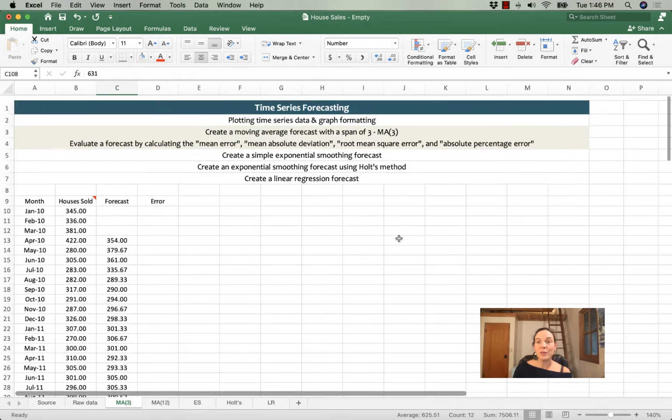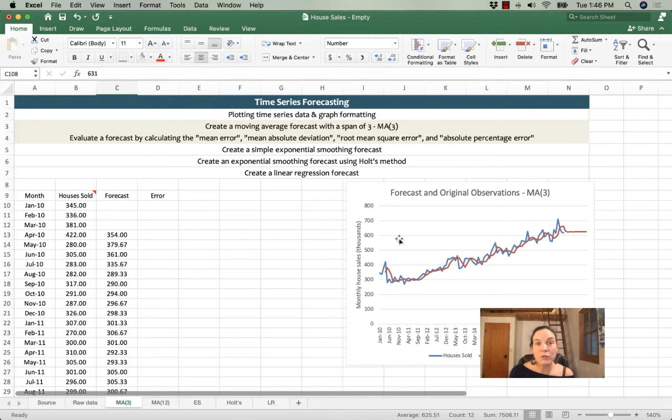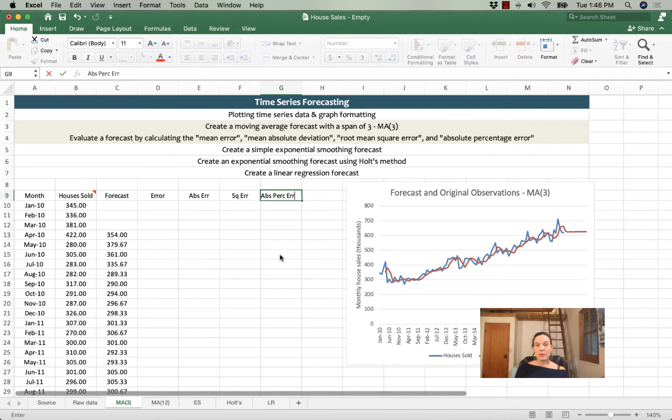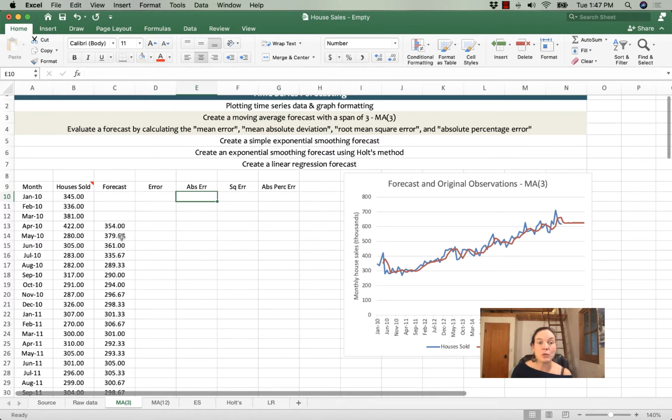So the question then becomes, how good would this forecast have been at predicting total houses sold over the time period that we have? We need to calculate a few measures. The first thing that we're going to calculate is the error. That is the difference between the actual value and our forecasted value. But then we're going to calculate a few more things, and I encourage you to type these in with me. We're going to calculate the absolute error, which is the absolute value of that error term. We're going to calculate the squared error, which is the error term squared. And then we're going to calculate the absolute percentage error, which expresses the absolute error as a percentage of the actual number.